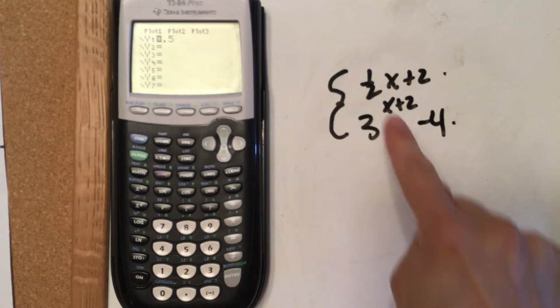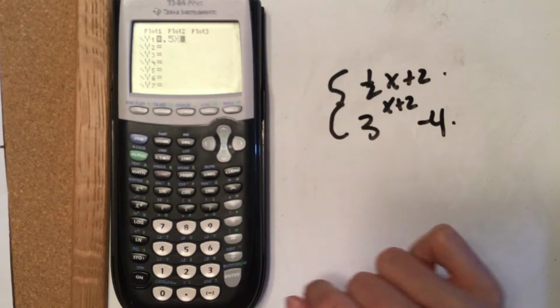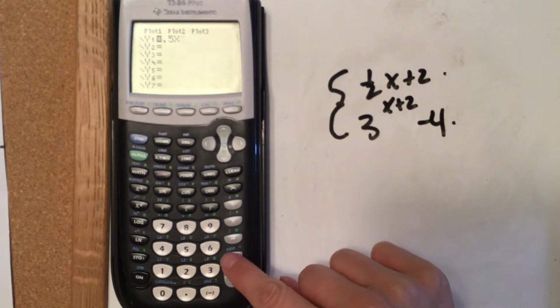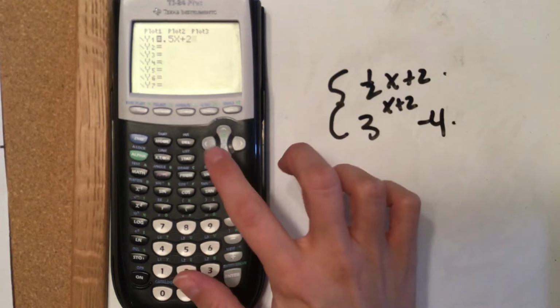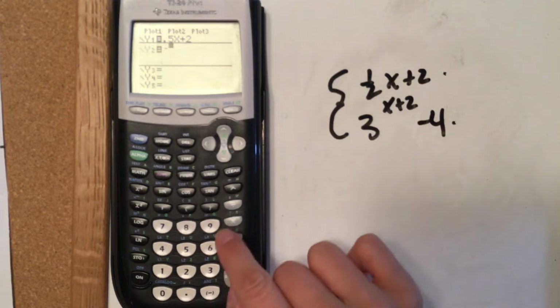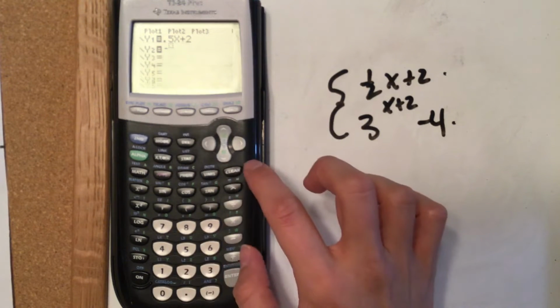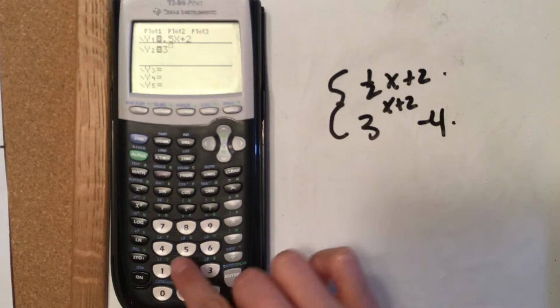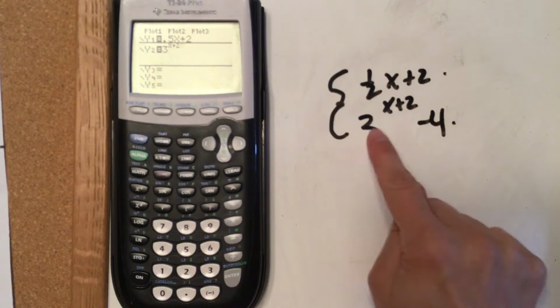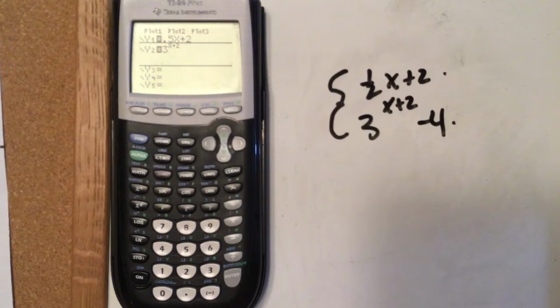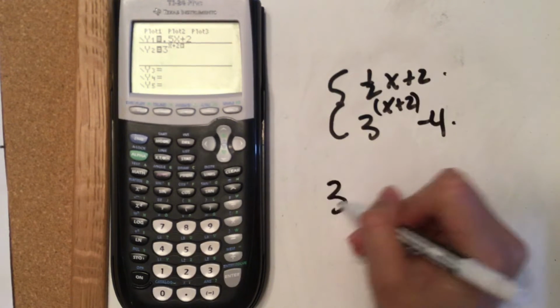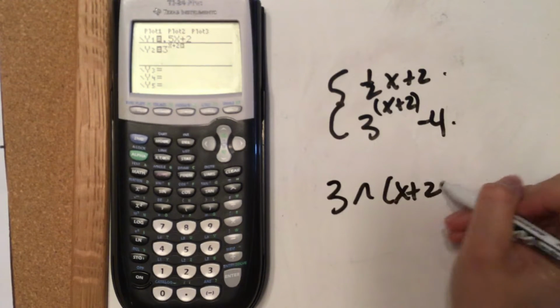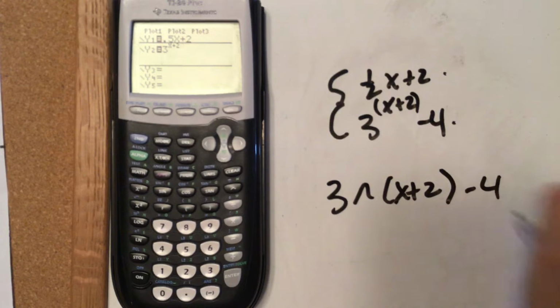I'm going to choose to write 1/2 as 0.5 because it's a smaller amount of buttons that you press. X plus 2, and then in y2 we're going to do 3 to the x plus 2. If you're on the TI-83, make sure that you put this in parentheses. So on the TI-83 your work will look like this, and then your minus 4.